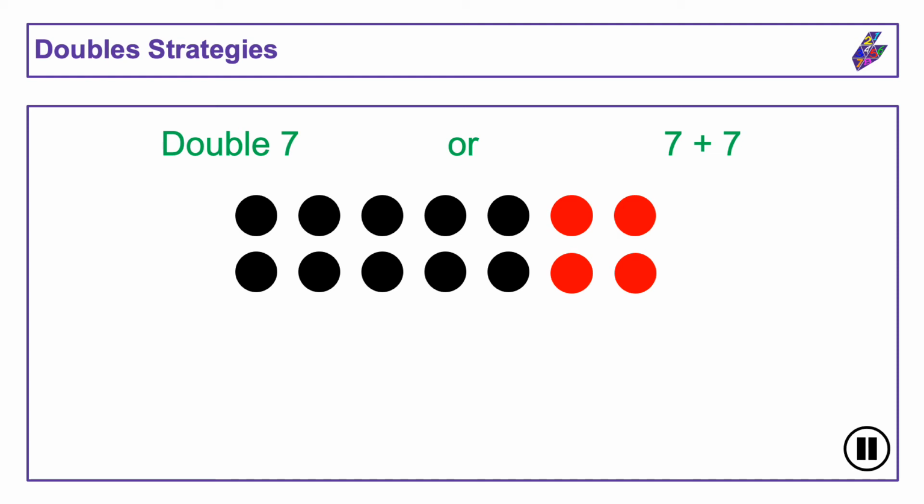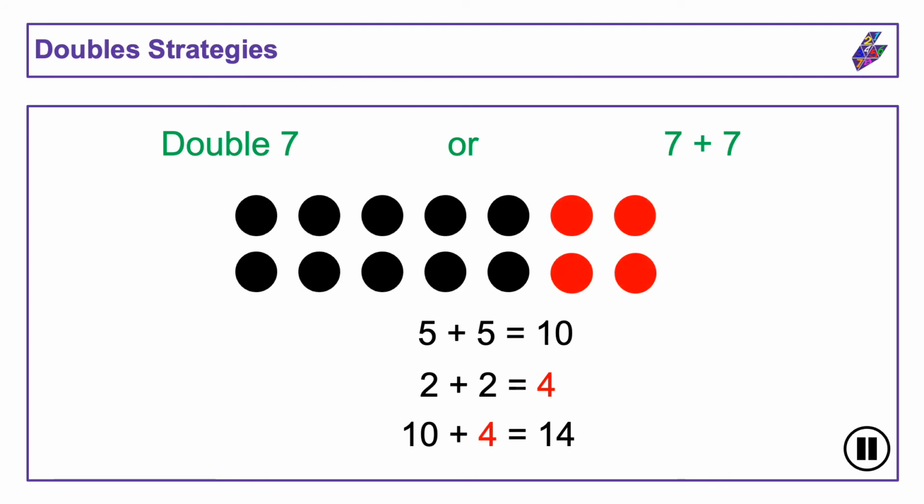You can see 7 on the top row, made up from 5 and 2, and the same again on the bottom row. You might see that the black dots represent 5 plus 5, which equals 10, and the red dots represent 2 plus 2, which equals 4. If 10 plus 4 equals 14, that means that double 7 is 14, or 7 plus 7 equals 14.